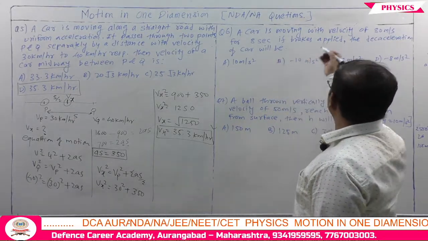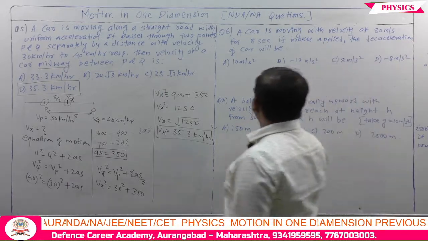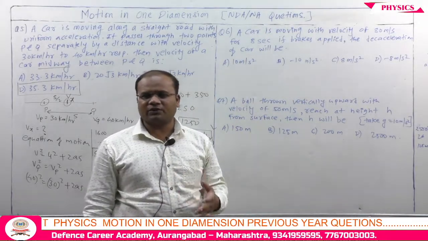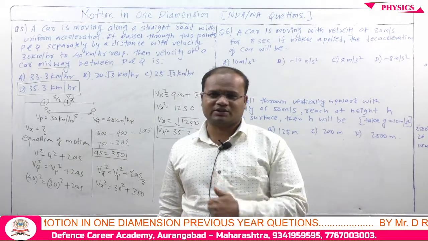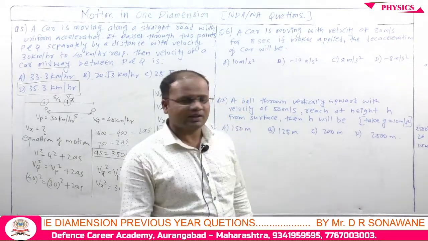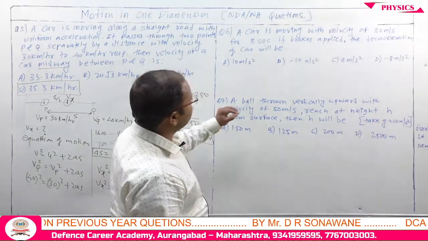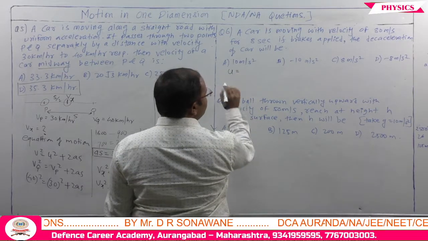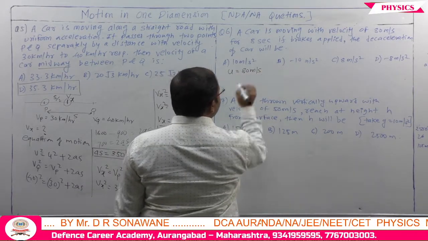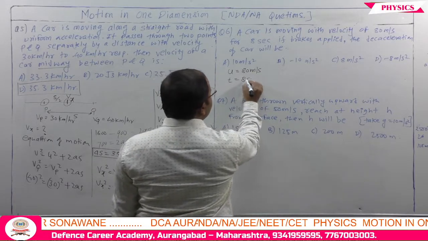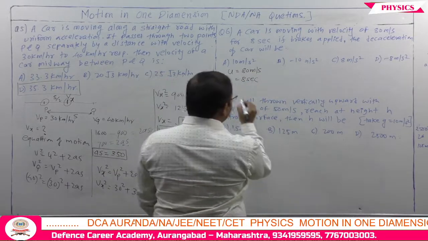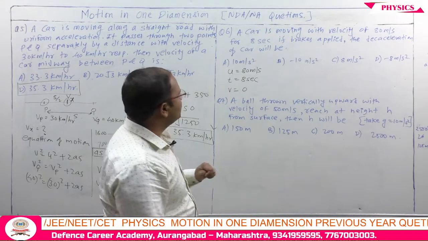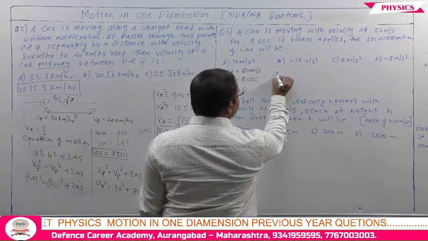Given that a car is moving with velocity of 80 meter per second for 8 seconds, if brakes are applied, the deceleration of car will be. First of all, we must know deceleration means negative acceleration. So if the car is moving with velocity of 80 meter per second for 8 seconds, they have given the value of u, initial velocity, that is 80 meter per second, and time is given 8 seconds here. If brakes are applied, it means final velocity of car will be 0. So we have to find out the value of deceleration a.